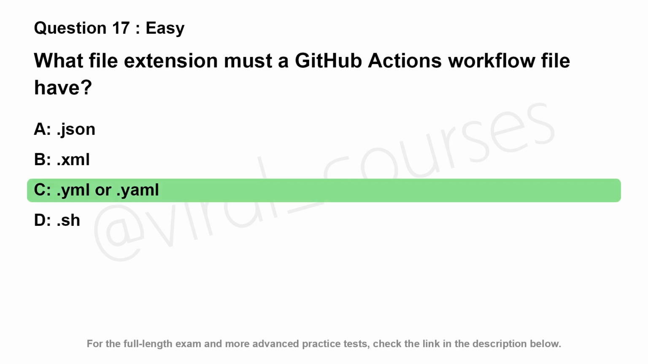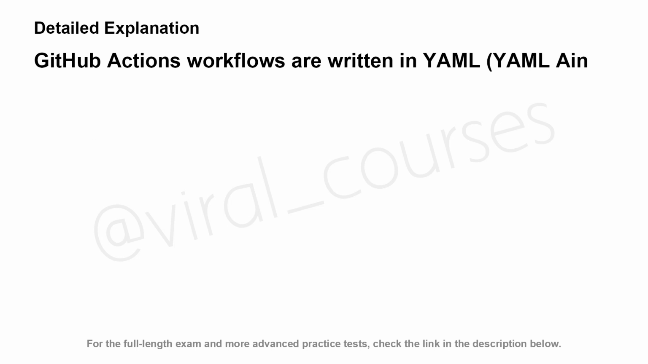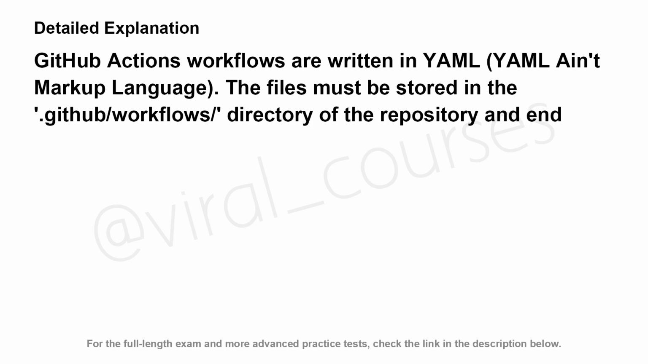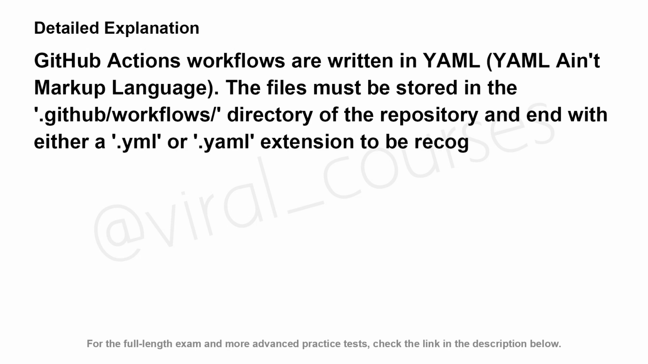The correct answer is C. GitHub Actions workflows are written in YAML. YAML ain't markup language. The files must be stored in the .github/workflows directory of the repository and end with either a .yml or YAML extension to be recognized by the GitHub parser.